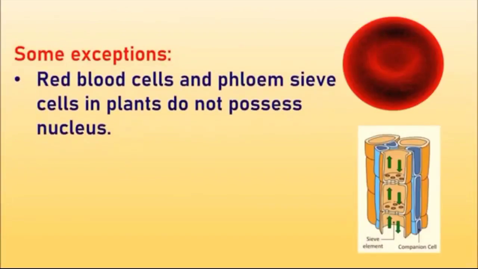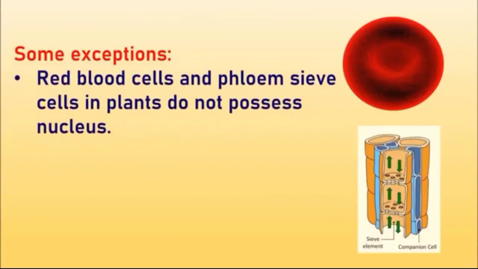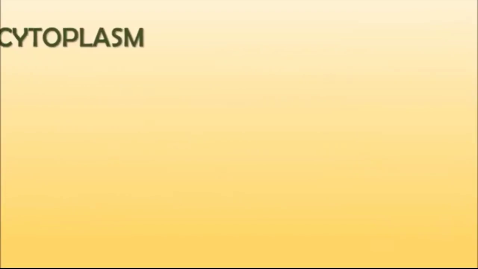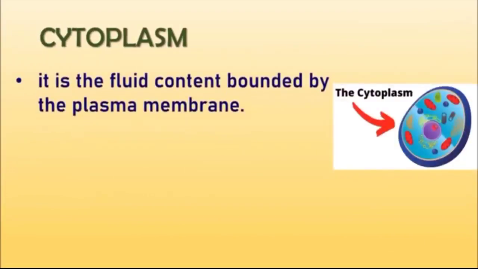Some exceptions are there. Even the red blood cells and phloem sieve cells in plants do not possess nucleus. And of course, sometimes the nucleus may be present in earlier stages, but in later stages the cells may lose the nucleus. Cytoplasm. It is the fluid content bounded by the plasma membrane.